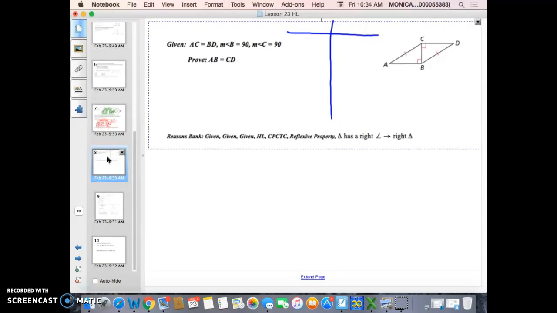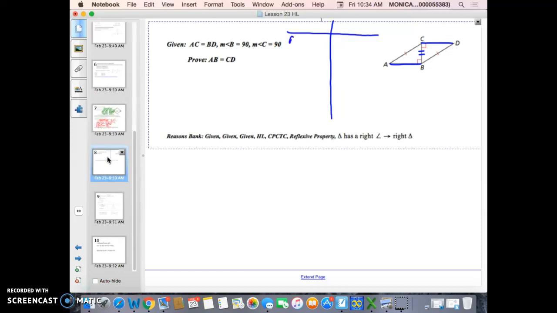So I know that AC equals BD, that's been marked. I know the measure of angle B and the measure of angle C are 90 degrees. I want to prove that AB equals CD, okay? And I also know that this side right here is going to be congruent. So I'm thinking this is going to be HL because I see a right triangle. So let's go ahead and get started.